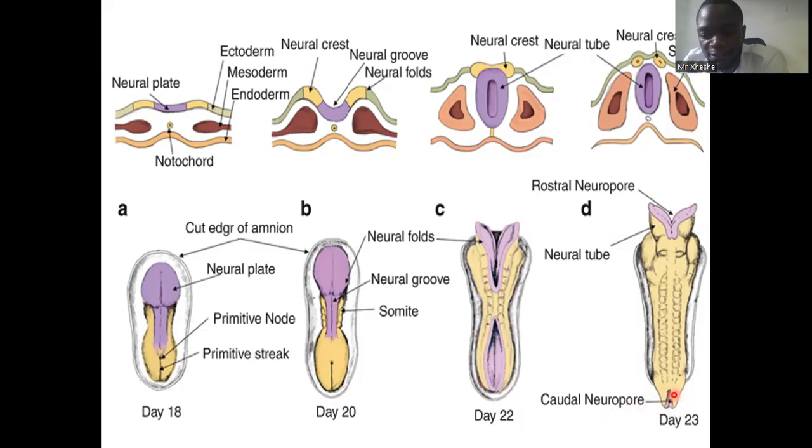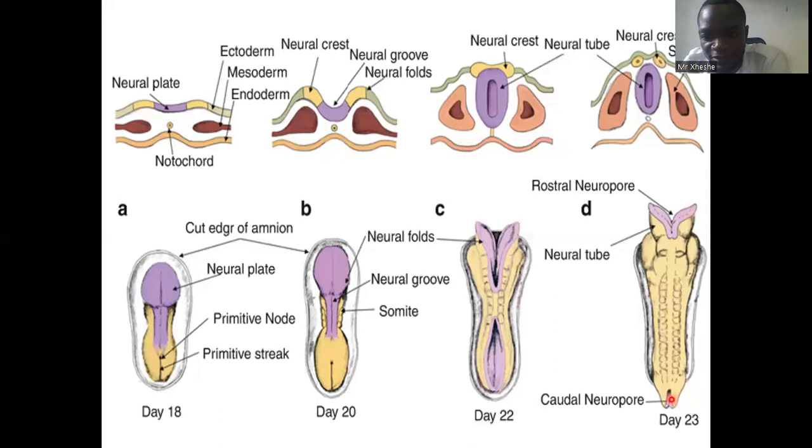Then 3 days later, the cephalic pore will also close. So this one and this one will fuse. That one and that one will fuse as well. Then we say now the neurotube is fully closed. And that way, it allows now normal and proper growth of the brain and the spinal cord.